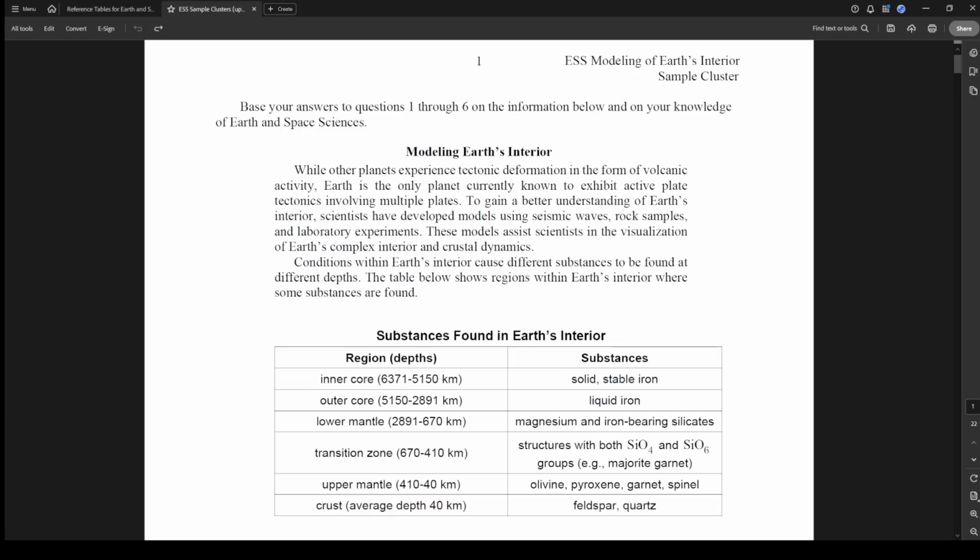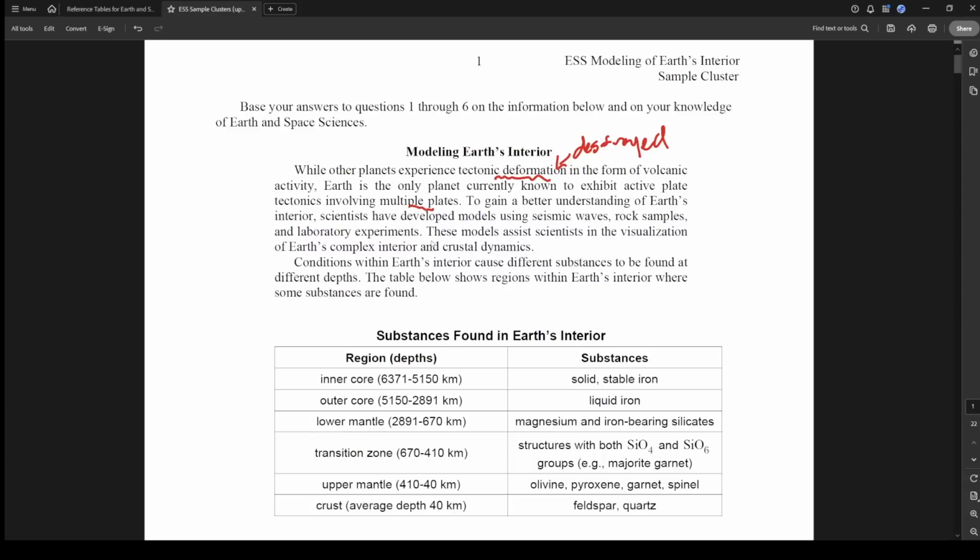So here we go. We have modeling Earth's interior for this one. It says base your answers to question 1 through 6 on the information below. So let's see what it says. It says, while other planets experience tectonic deformation in the form of volcanic activity, so tectonic deformation means things are being destroyed by volcanoes right there, Earth is the only planet currently known to exhibit active plate tectonics involving multiple plates. So the Earth is broken up into plates, okay? And we're the only planet that is known to have this.